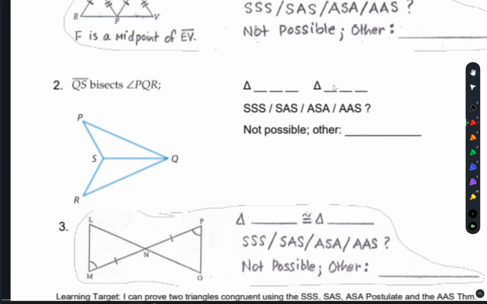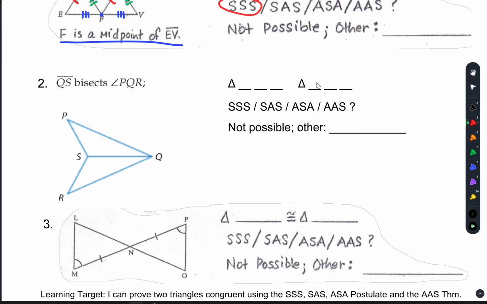Okay. Number 2, QS bisects angle PQR. There's nothing else in this diagram marked for me. Let's take a look at what is the significance of this. What does that statement tell me about this diagram? This was tricky in first hour. Any ideas? Caitlin?